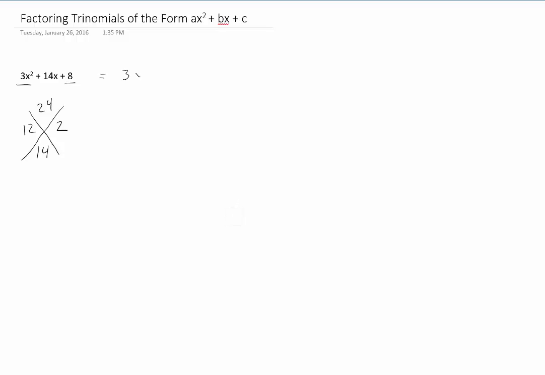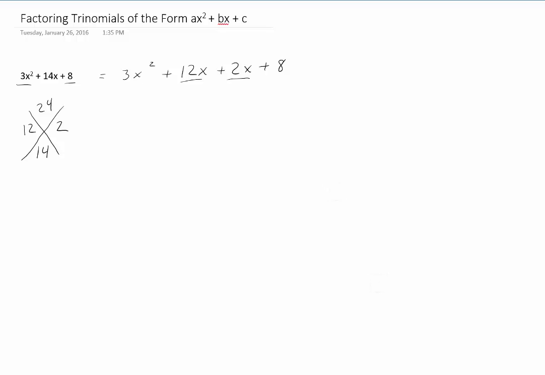So the first term stays the same. And now instead of a 14x in the middle, I'm going to have plus 12x plus 2x. And then the plus 8 is still there at the end. So if I simplify this, well, these two terms still add up to 14x. So I haven't really changed anything. It just looks different. Now I have a 4-term polynomial that I can factor by grouping.